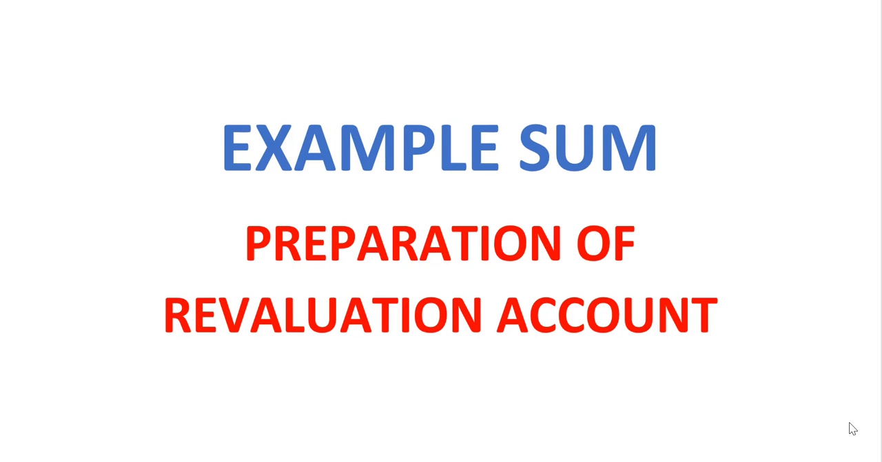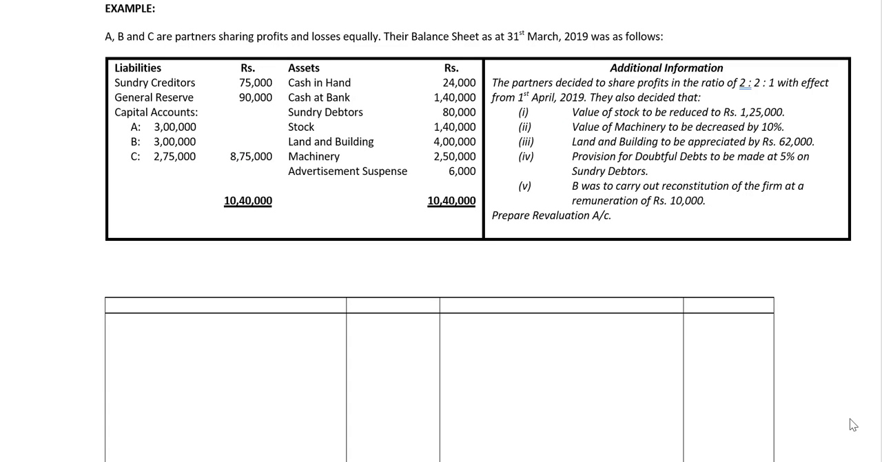Hi, in this video we will do an example sum for preparation of revaluation account. So let's go to that example. Example: A, B and C are partners sharing profits and losses equally. Their balance sheet as at 31st March 2019 was as follows.